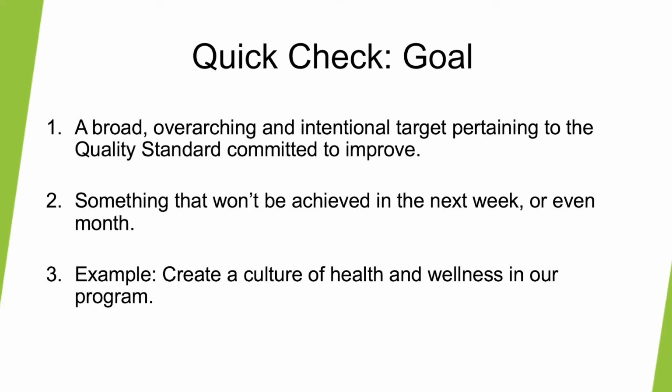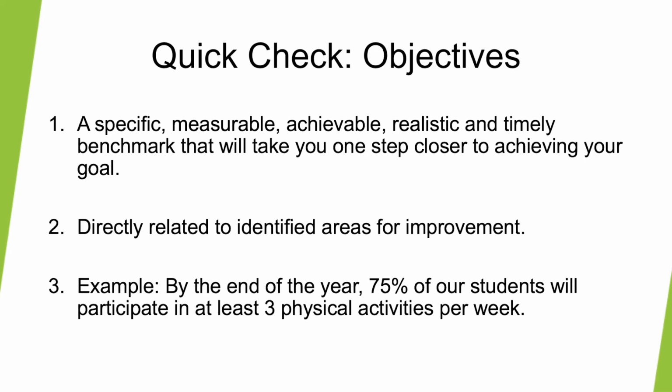An example of a goal that is focused on healthy choices and behaviors would be create a culture of health and wellness in program. Improvement plans should also contain 3 objectives. An objective is a specific, measurable, achievable, realistic, and time-bound benchmark that will take you one step closer to achieving your goal and is directly related to your identified areas for improvement during the assessment phase. An example of an objective would be, by the end of the year, 75% of our students will participate in at least 3 physical activities each week.